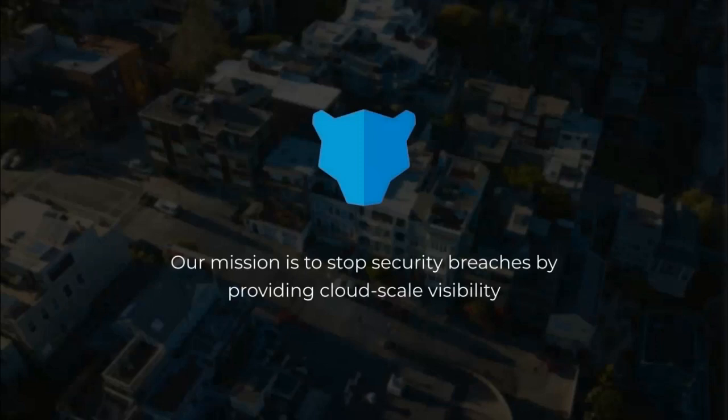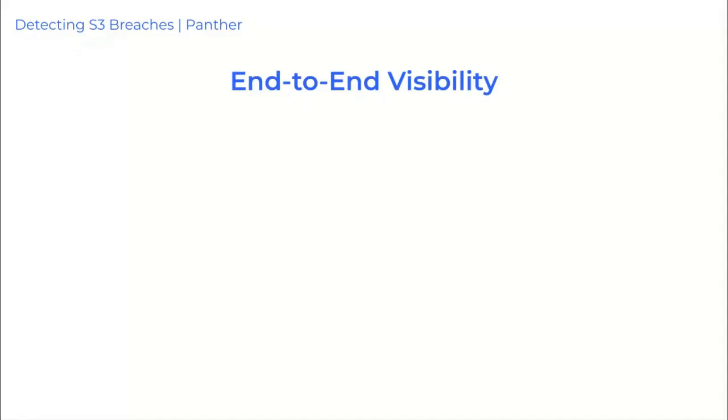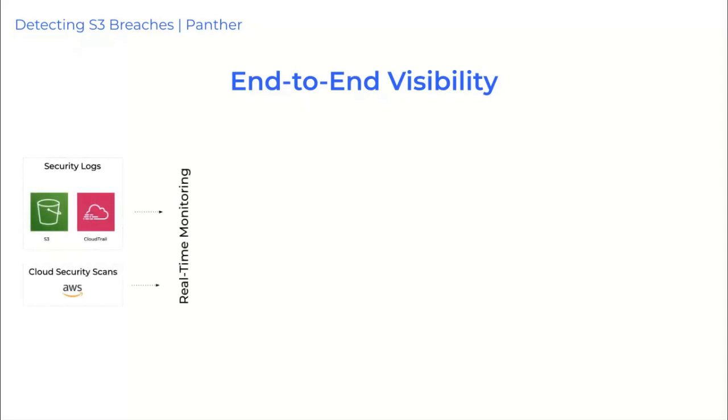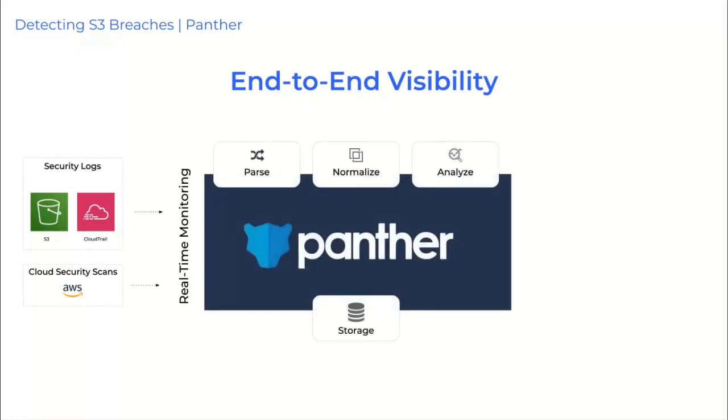With Panther, we built a cloud-first solution, and our mission is really to stop security breaches by providing cloud-scale visibility. When I talk about visibility, it has to do with being able to collect and centralize all of the different security logs that we care about. For the context of this webinar, it's around looking at our CloudTrail data, looking at our S3 data, and taking cloud security scan data that Panther can also collect, centralizing it, normalizing it, doing analysis with Python, and defining exactly what we're looking for in this traffic.